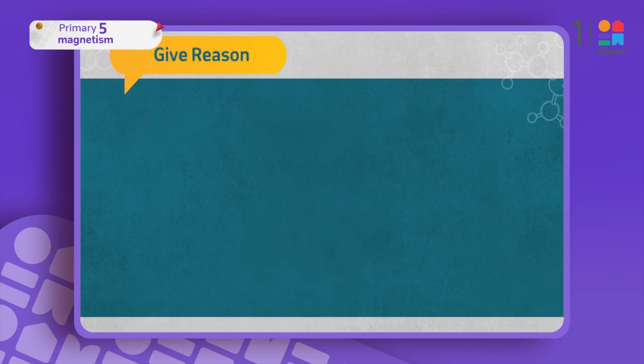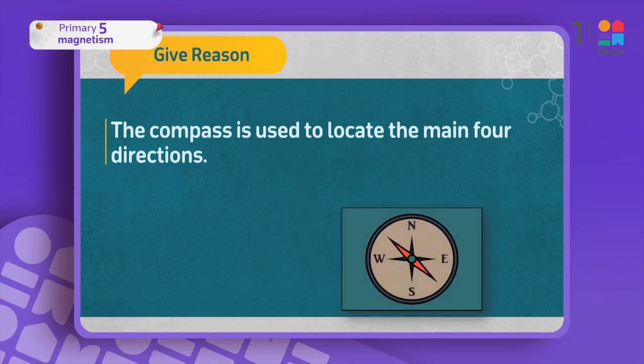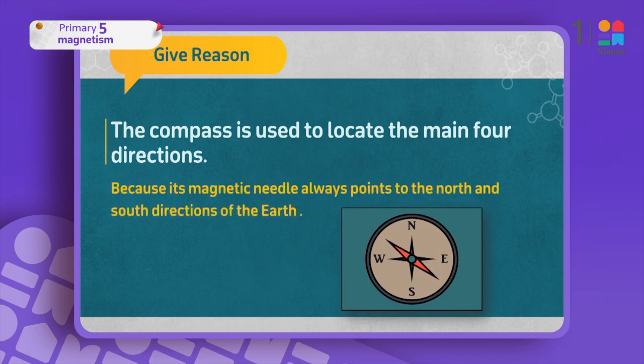طيب لو أنا بقى سألت as a give reason question. The compass is used to locate the main four directions. ليه بيستخدم إن إحنا نقدر نعرف the main four directions؟ Because its magnetic needle always points to the north and south directions of the earth. دايما بياخد directions للnorth south direction، فبالتالي نقدر نعرف فين النورث وفين الساوث، فبالتالي بنستخدمه to locate the main four directions.